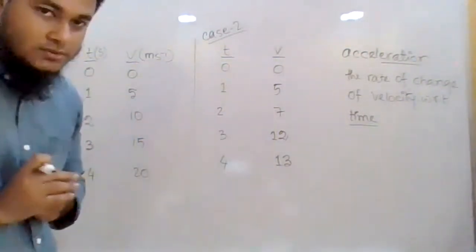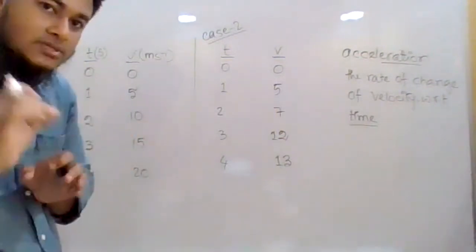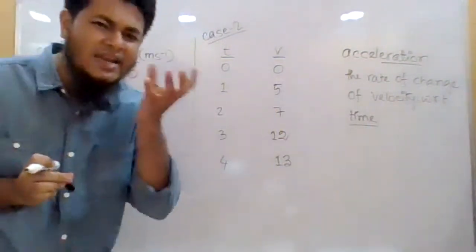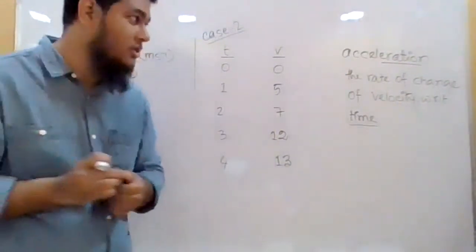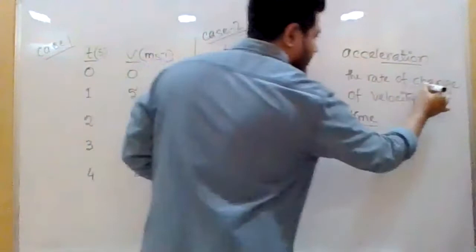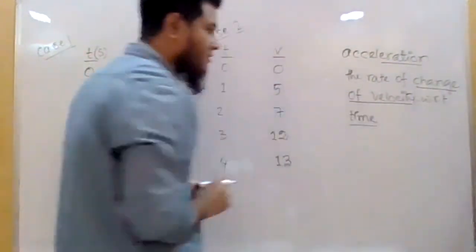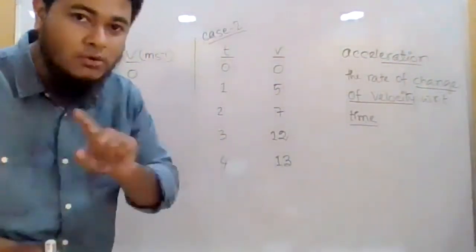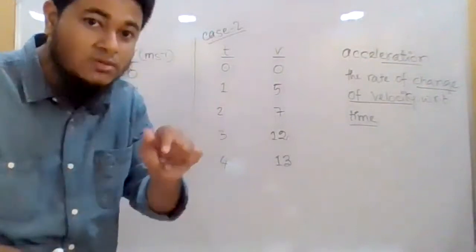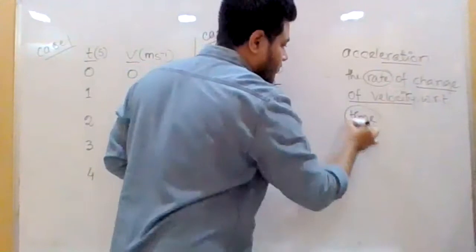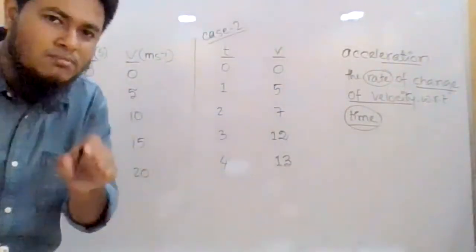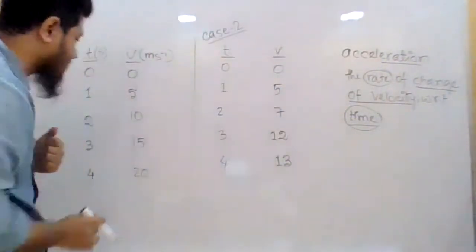In both the cases, the velocity is changing. But what is the nature of change? At what rate is it changing? Please try to understand. In both the cases, there is change of velocity. But acceleration is not about only change of velocity. It is about the rate of change of velocity, the rate of change of velocity with respect to time.